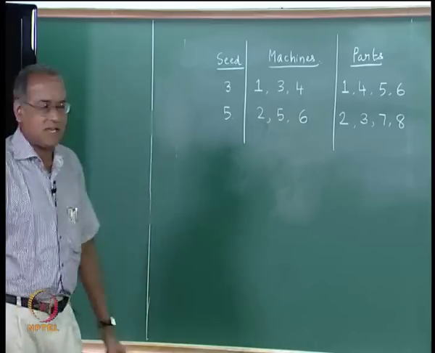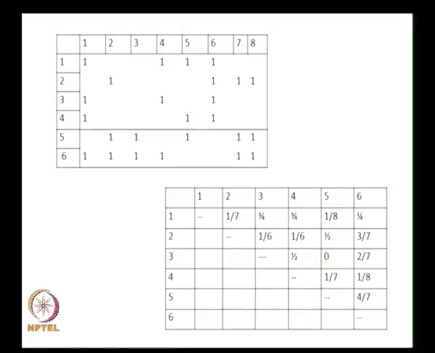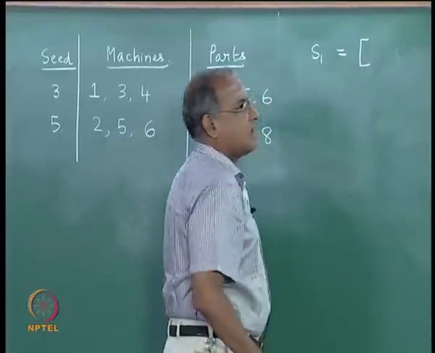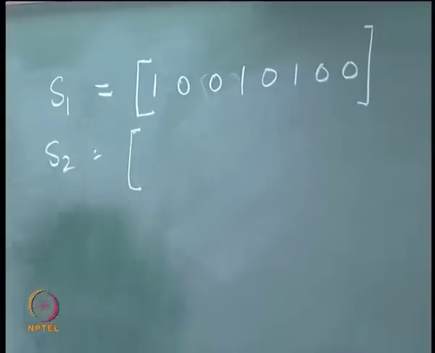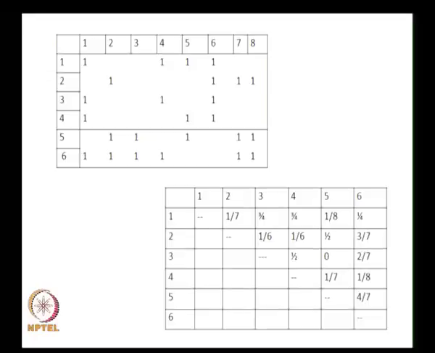Another way of doing it is by saying that row 3, which has 1, 4 and 6 components. So, seed S1 can be shown as 1, 0, 0, 1, 0, 1, 0, 0, and seed S2 is 5, which is 0, 1, 1, 0, 1, 0, 1, 1. These are the 2 seeds.